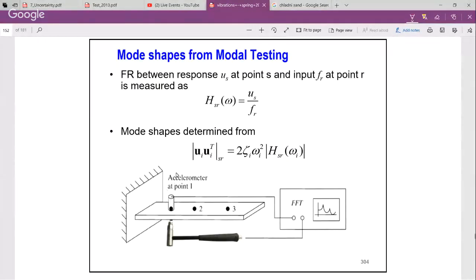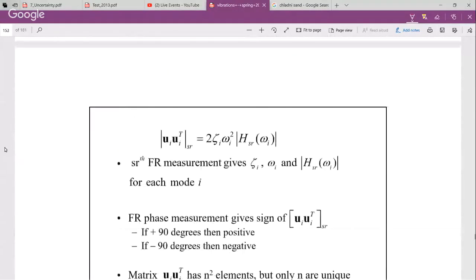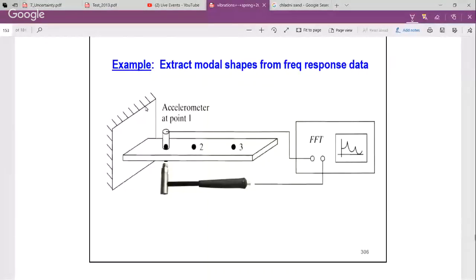I jumped ahead to slide 306. Here's an example of a structure. It's fixed on the left edge. I've got three different locations marked out, 1, 2, and 3. Now, in this test, I've got an accelerometer shown in the figure at point 1, and I've got a hammer hitting at point 1.